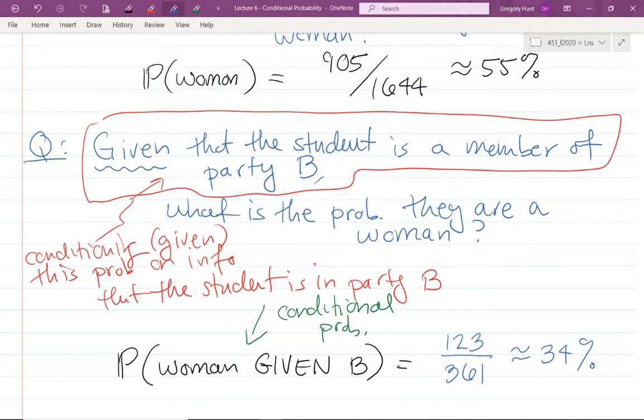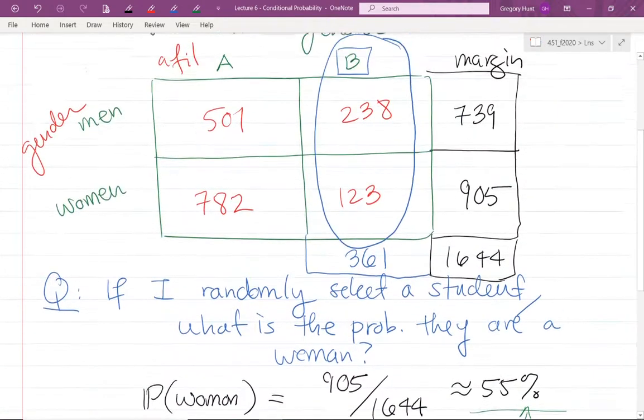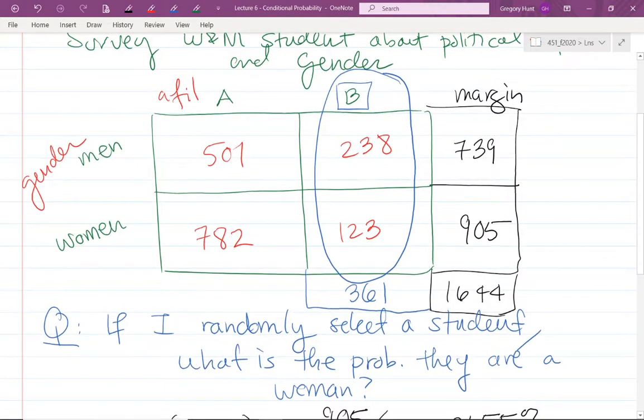Notice we have a big difference between the unconditional probability, which tells us that 55% of the students are women, and the conditional probability, where given information drastically changes the probability. And we were able to calculate that probability basically by restricting the information we look at.